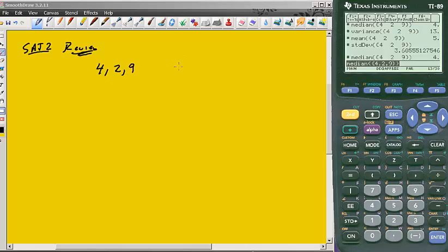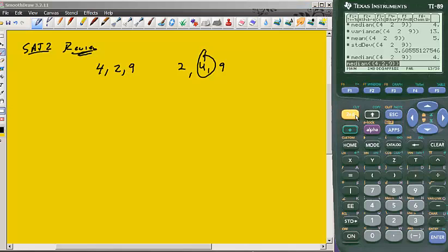Well, that makes sense. If you were to put this in order, you're going to go 2, 4, and 9. So there's your median, it's 4. Well, how do you find the mean? You do the same thing, okay? And you can cut corners here, so I'm going to cut corners here.